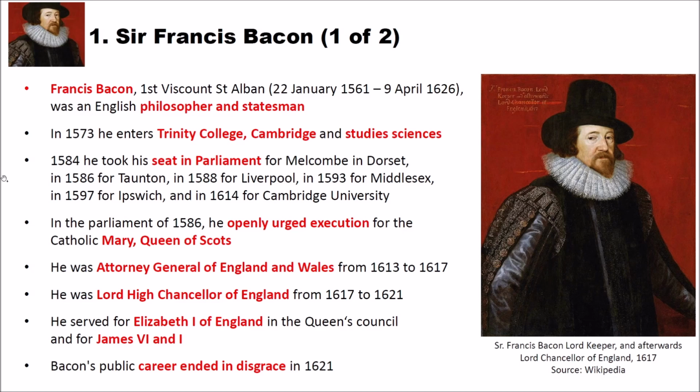In 1584, he took a seat in Parliament for Malcolm in Dorset, and in 1586 for Taunton, in 1588 for Liverpool, in 1593 for Middlesex, in 1597 for Ipswich, and in 1614 for Cambridge University. So he was a long period of time in Parliament.